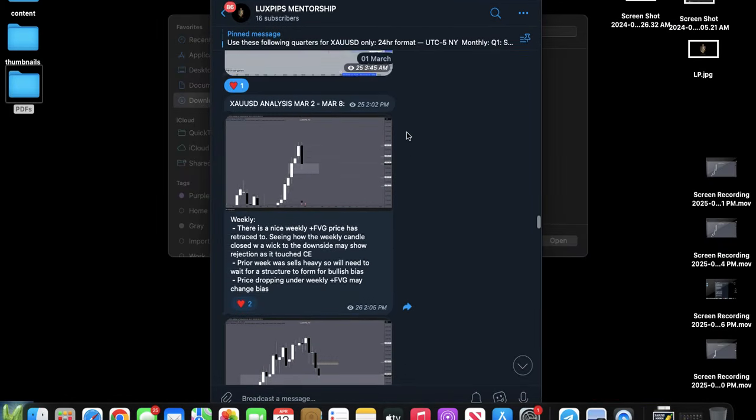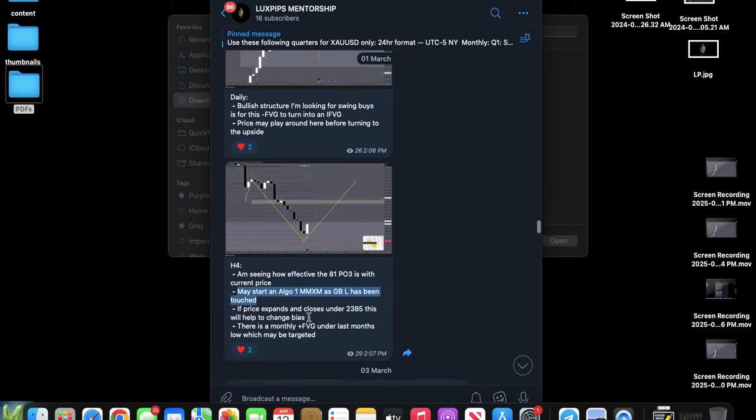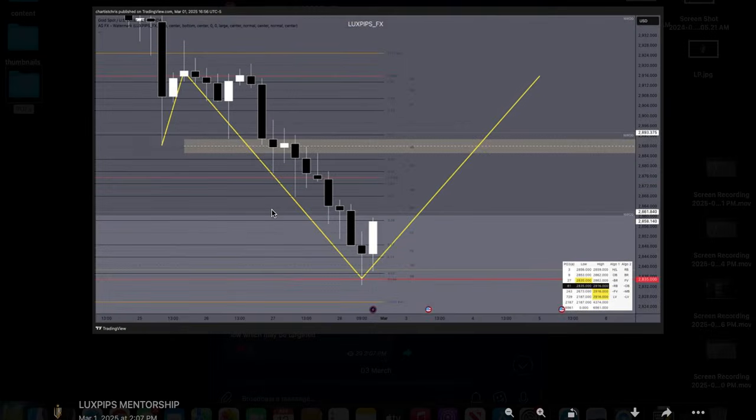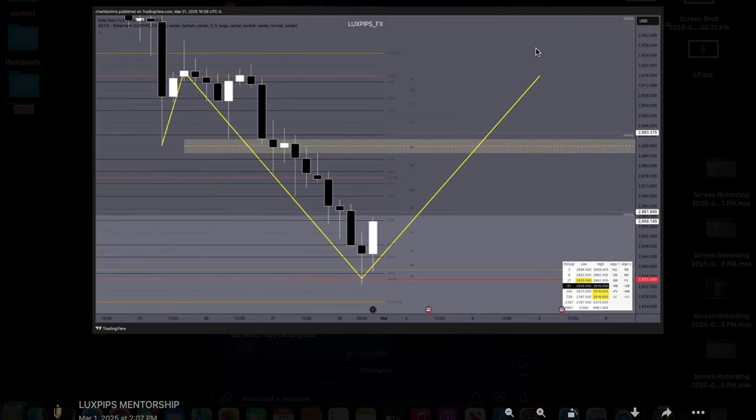Every week I like to give my students an analysis on gold, because I've been trading gold for 5 to 6 years now. So I told them there's a nice weekly FEG, and here's this. I have the Goldbach on, and I have lines literally telling them this is sell side curve, this is going to be the buy side curve. How did I know that at this exact low, a buy side curve is going to form?